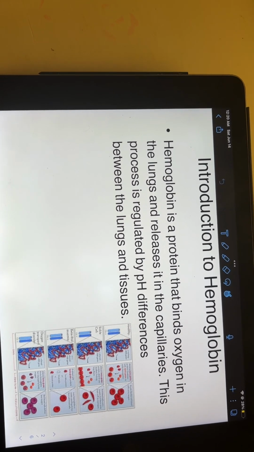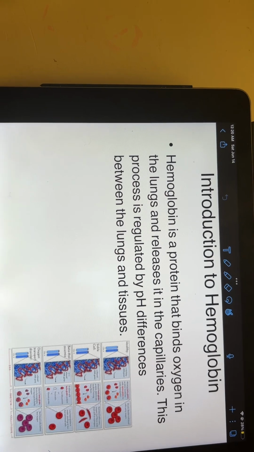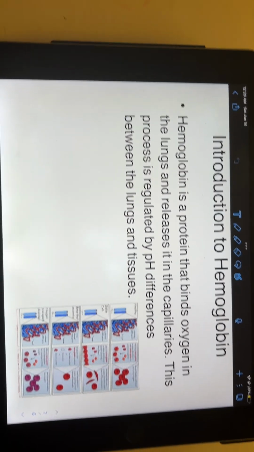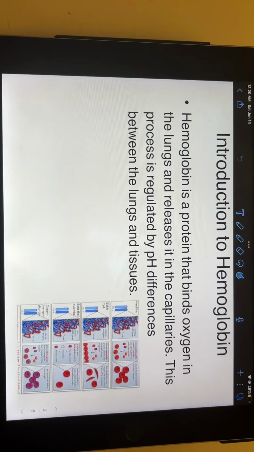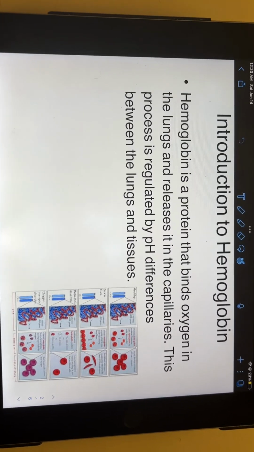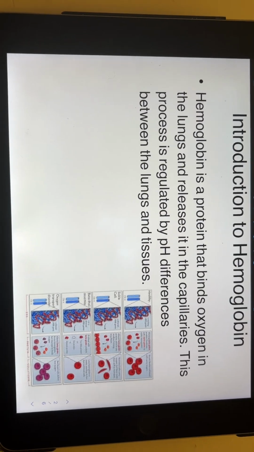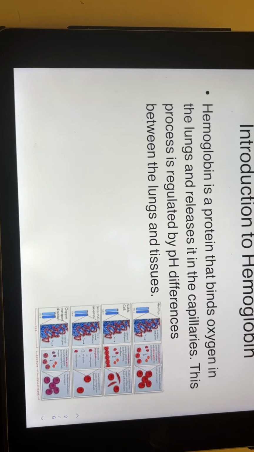Hemoglobin is a protein found in red blood cells, and it's responsible for carrying oxygen from the lungs to tissues throughout the body. Structurally, hemoglobin is made up of 4 subunits, each with its own heme group. And at the center of each heme group is an iron ion, and this is where oxygen binds.